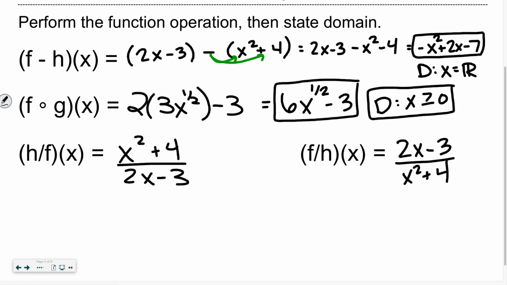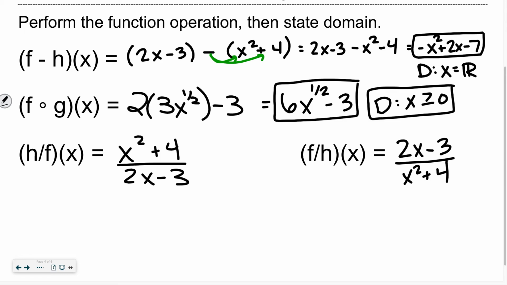Does that look like your setup? Put one function on top, one function on bottom. That's as good as that gets. If you started to get a little bit cancel happy, like crossing off x's or other things like that, because these are terms, like x squared is a term that's being added with 4, and 2x is a term that's being added with -3. They're not factors, so you can't cross off an x. Okay, so don't get too cancel happy on those. That's as good as it is.